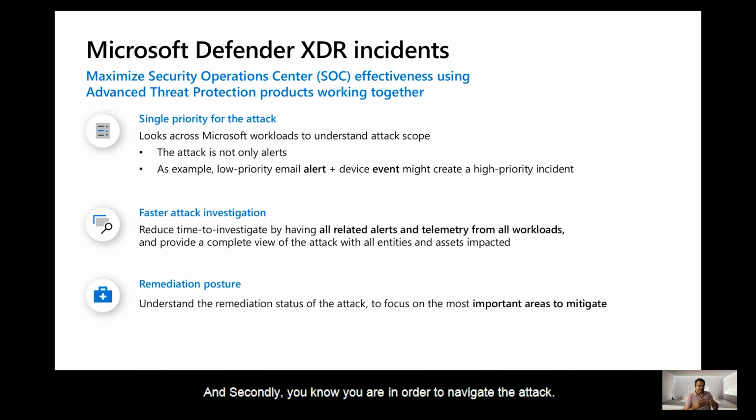And secondly, in order to navigate the attack investigation in a faster manner, the XDR has to create an overall story, stitching it together so that analysts can understand and the overall correlation requirement can be reduced. And that's very important. That is essentially a big insight which XDR brings to the table. And definitely the response orchestration, which is built-in automated or semi-automated, also becomes very important.